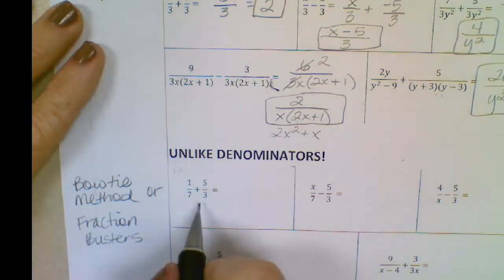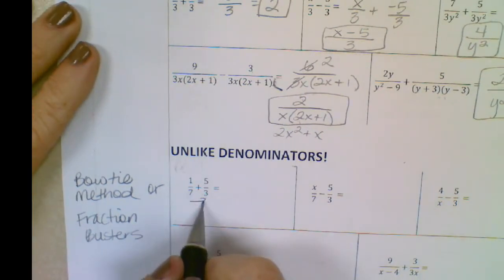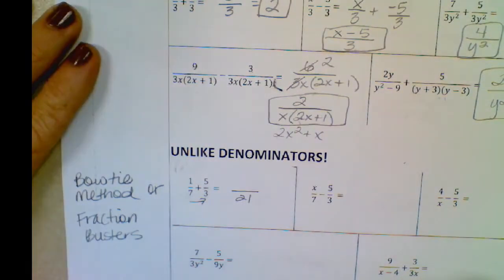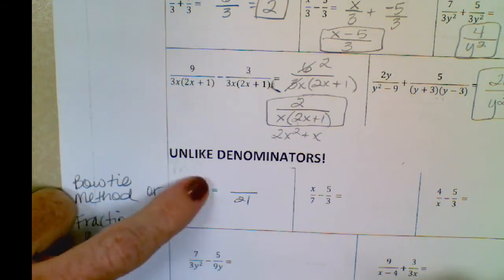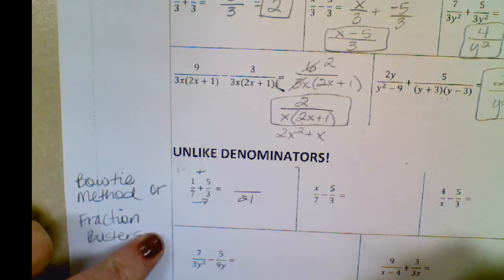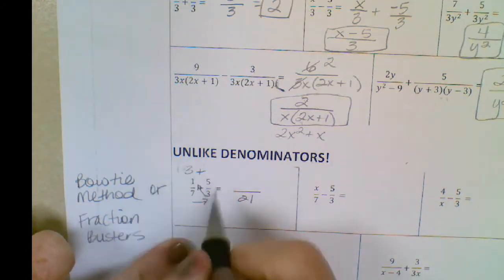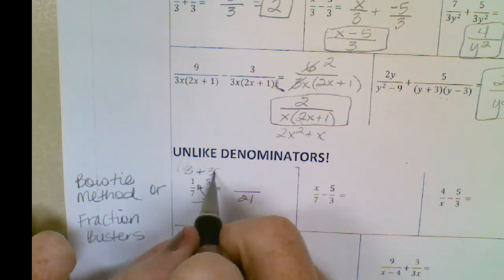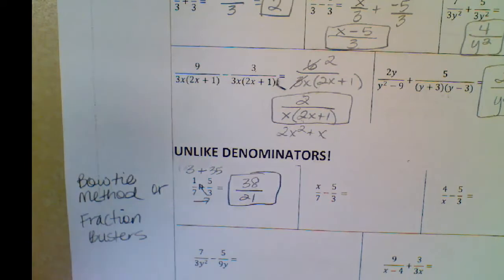Okay. So with bow tie method, you are going to multiply your denominators together. So that gives us a 21. Then on the diagonals, you're going to multiply and add those resulting products together. So 3 times 1 is 3. 7 times 5 is 35. So our answer is 38 over 21. Boom. That easy. Yes, it works for rational expressions. Yes, it works for complex rational expressions. It works great.